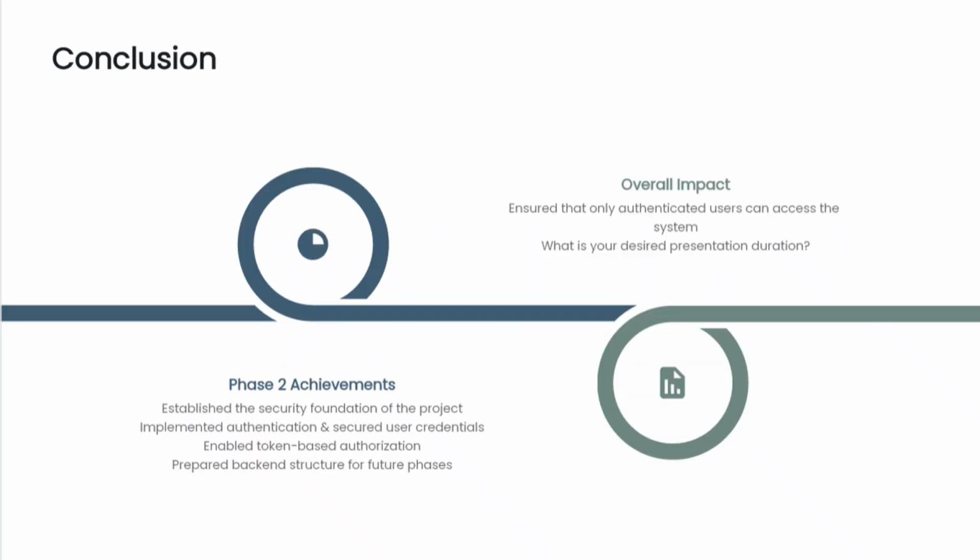This authentication layer is the backbone of the entire file sharing system. Without it, nothing is secure. With it, we have a solid foundation to build file upload, download, and sharing features in phase 3.